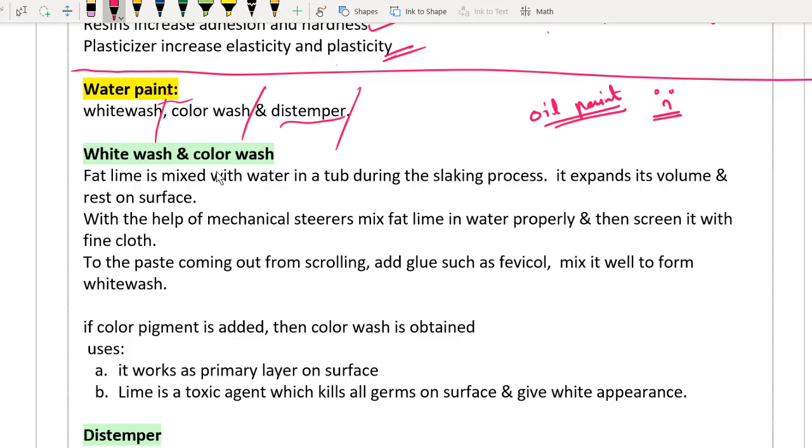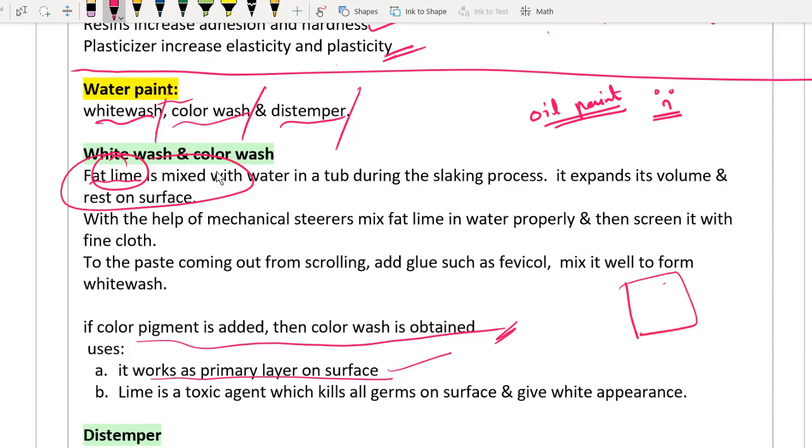Basically, whitewash means we will have fat lime. We do the slaking process and then apply it to our walls. You know how it will look, right? It appears whitish in color. If you are adding any color pigment to this same fat lime that you apply on the surface, then we call it color wash. As simple as that. So what is the main purpose of it? It works as a primary layer on the surface. Fat lime, which we use, has a property. See, you know, the walls could have a certain amount of fungi. Agreed or not? Or the timber you are painting could also have fungi and it will grow, right?